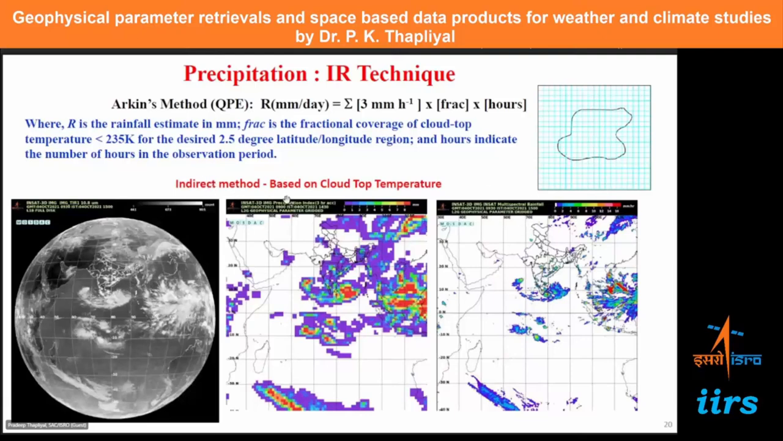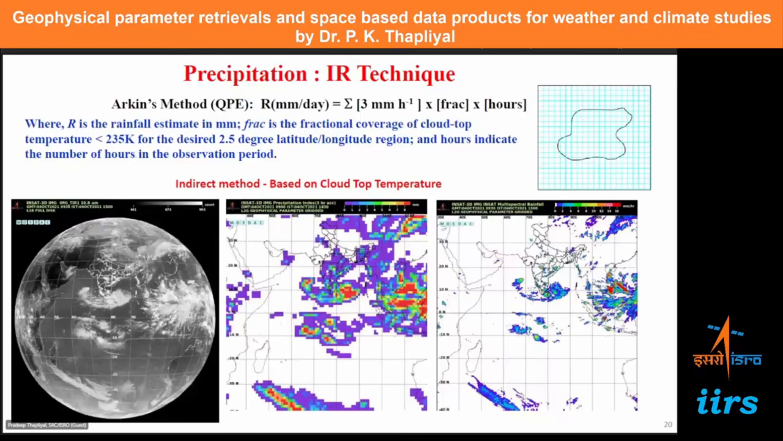But this is actually an indirect method, which is only based on cloud top temperature. And you also know that it's not necessary that even a cloud having a cloud top temperature of 210 Kelvin will be raining. It's not always true. And there are also cases when even with brightness temperature more than 235, like even 250 K cloud top temperature, it may also be a raining cloud.